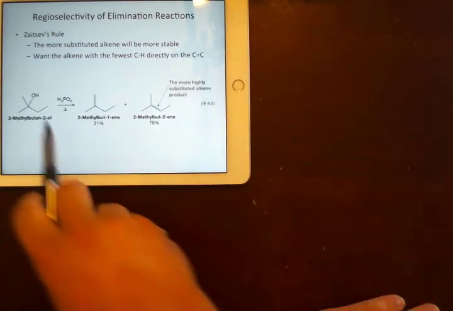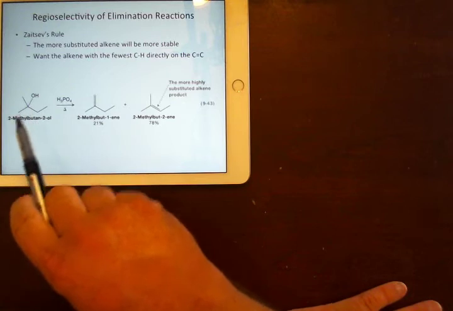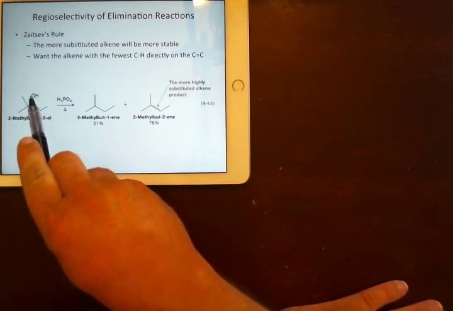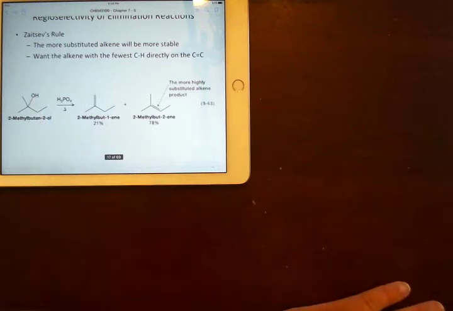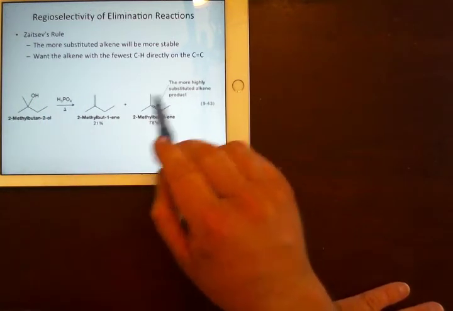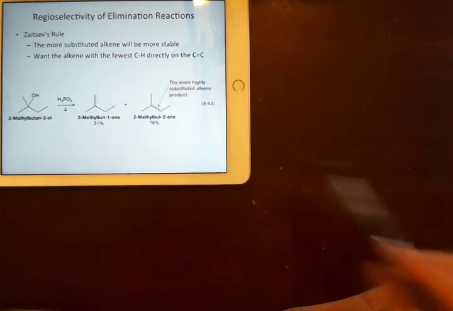The same thing works if you're doing dehydration. So you're going to add acid, turn the OH into a leaving group, and then you go about it the same way. But again, you're going to be making the side with the fewest hydrogens.